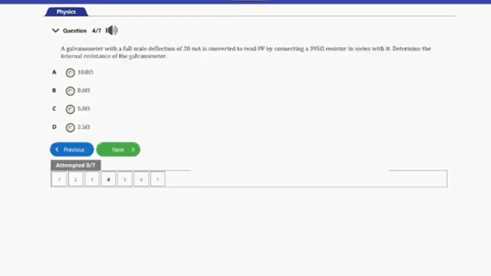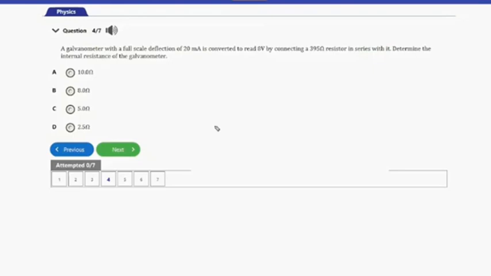So that's question number 4 here. It says, a galvanometer with a full-scale deflection of 20 milliamps is converted to read 8 volts by connecting 395 ohms resistor in series with it. Determine the internal resistance of the galvanometer. So guys, here we are just going to determine the internal resistance of the galvanometer.